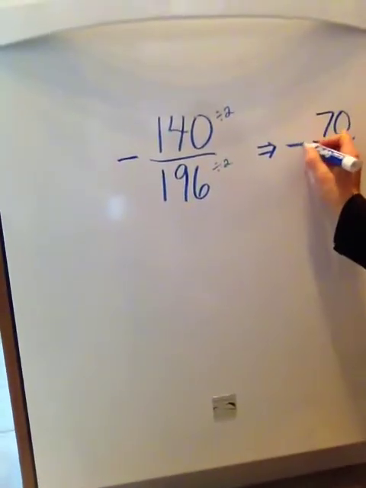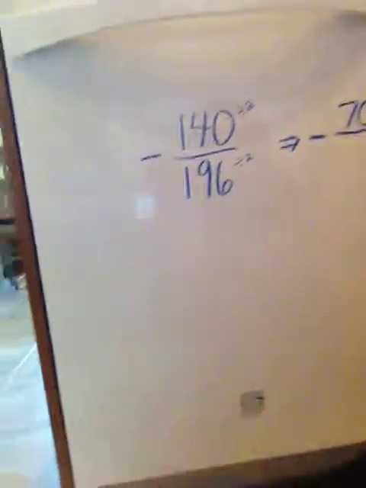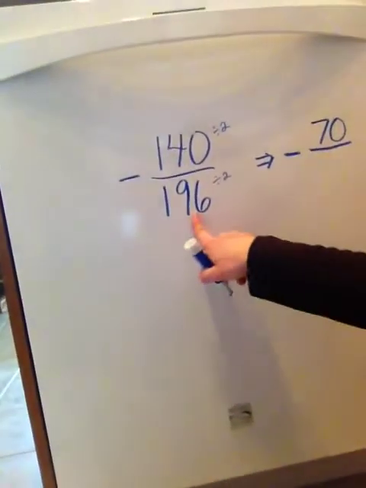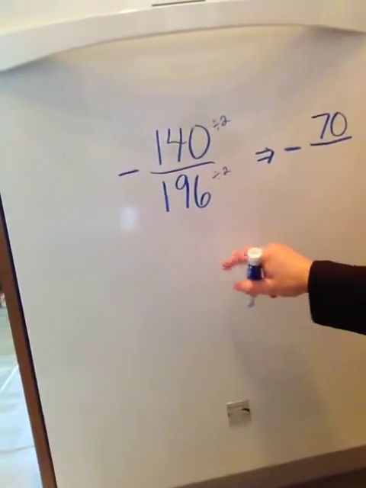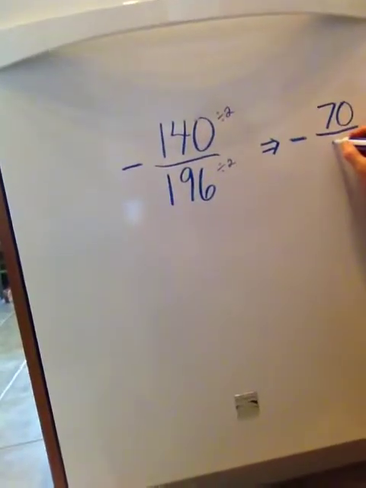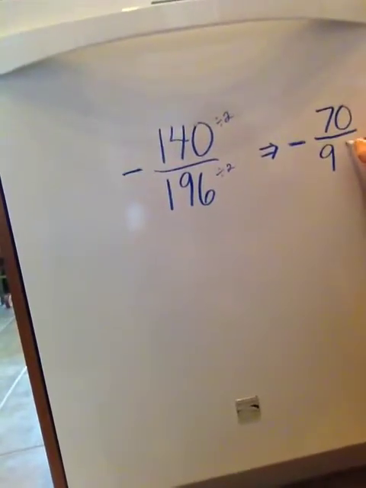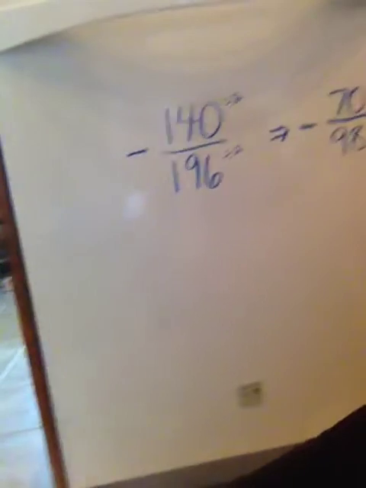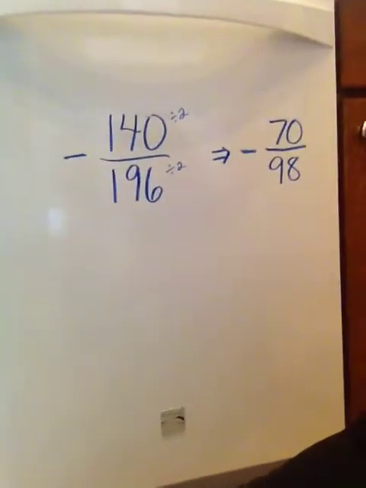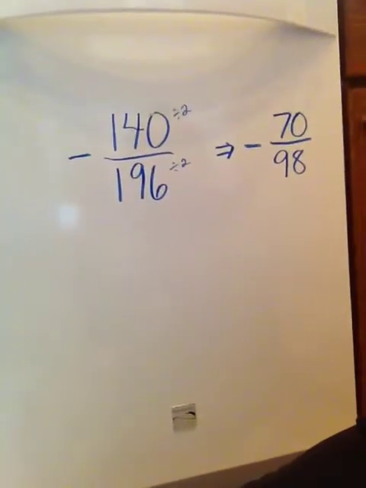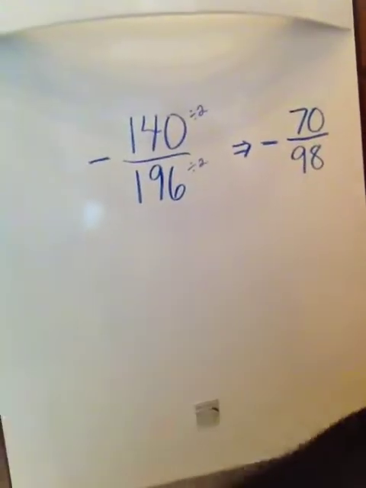And I put my negative out here. I don't know if I mentioned that when I was talking about it. Then I'm going to divide 196 by 2. So that's going to be 98. And now I have 70 98ths, or a negative 70 98ths.